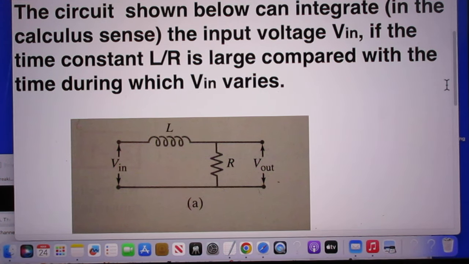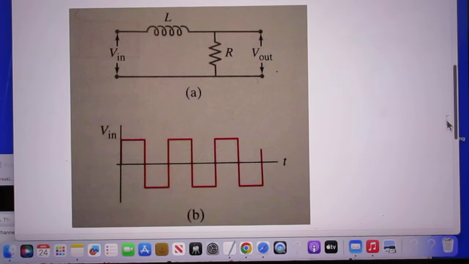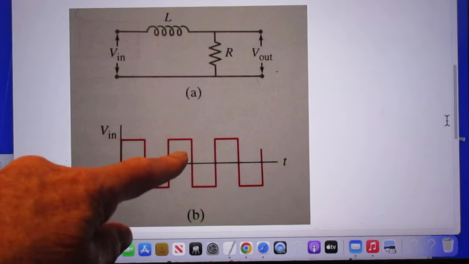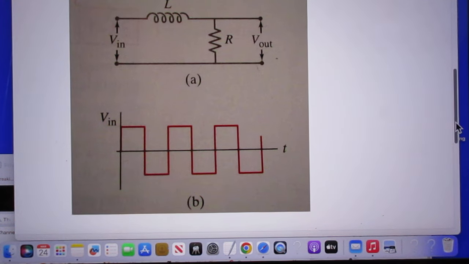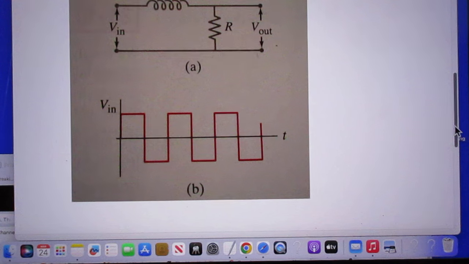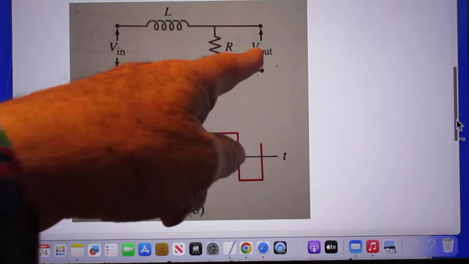The circuit below can integrate in the calculus sense. The input voltage VIN, if the time constant L over R is large compared with the time during which VIN varies. This is the circuit, and this is the input voltage, a square wave. And this circuit is going to integrate this pattern, this structure. So this is V in, and you measure V out.